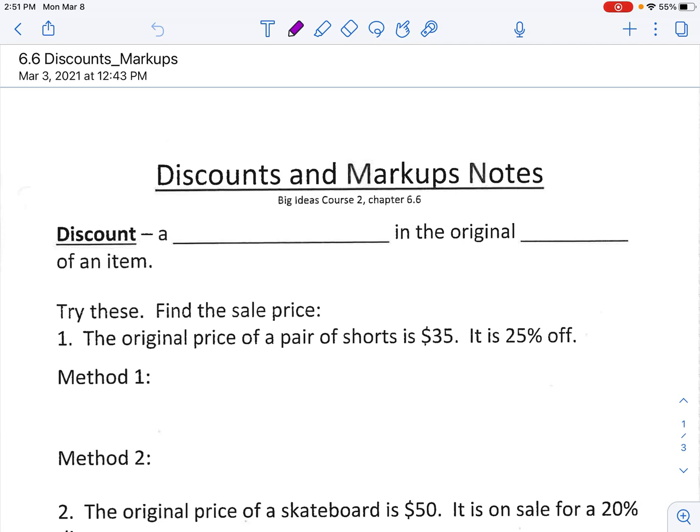So we're going to see a lot of these when you're out shopping. If there's a discount, you can figure out what the sale price is, or it's sometimes interesting to see how much the stores have marked something up so that they'll make a profit out of it. So with these discounts and markups, always think about when you're out shopping.